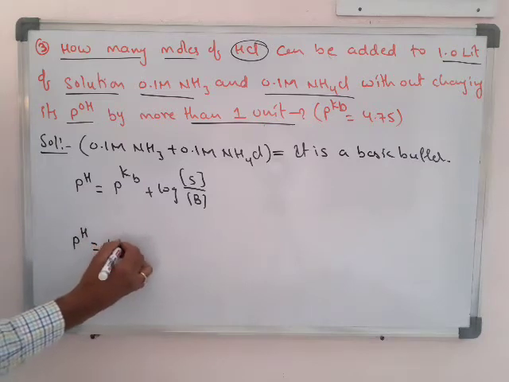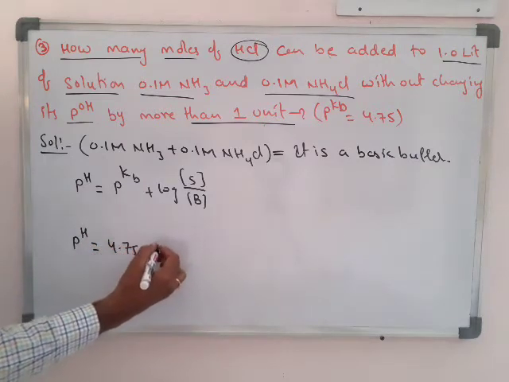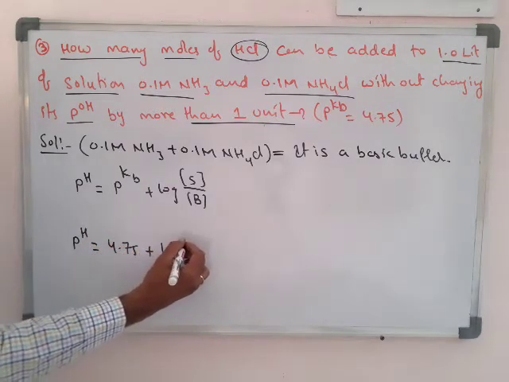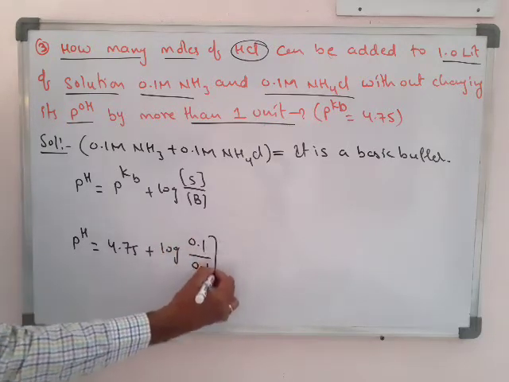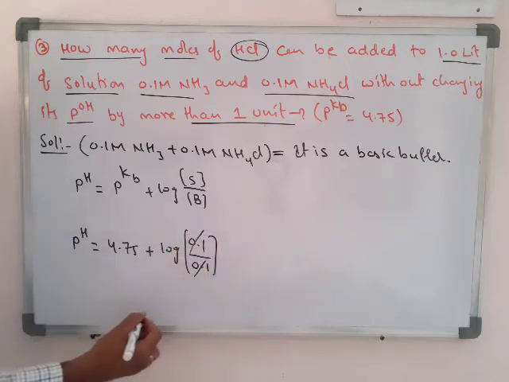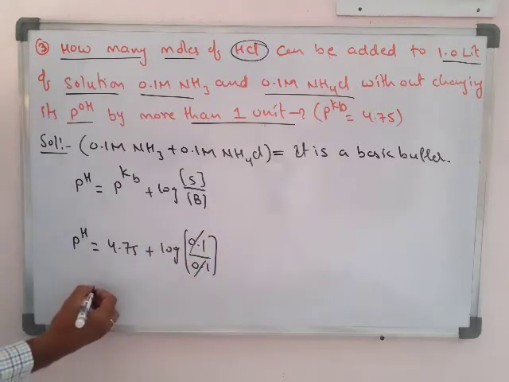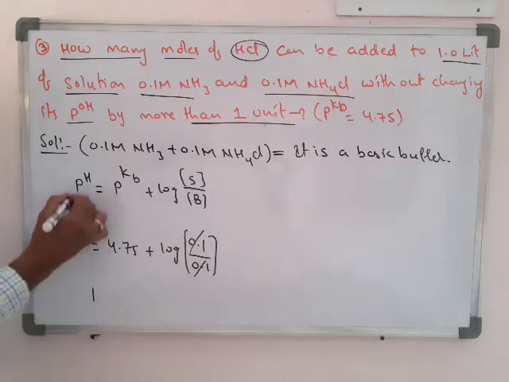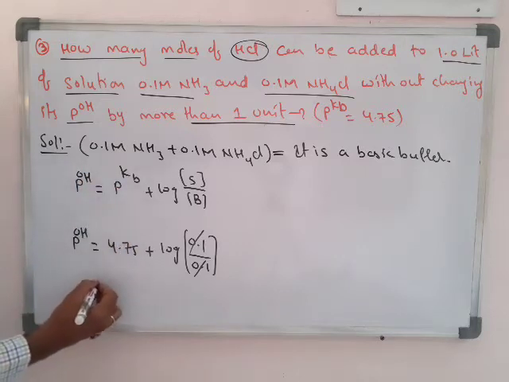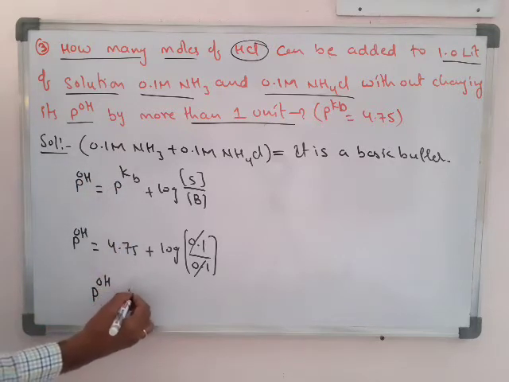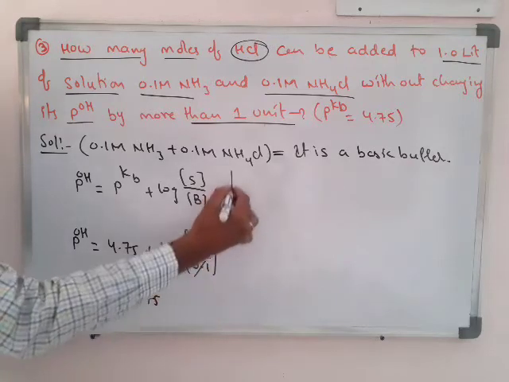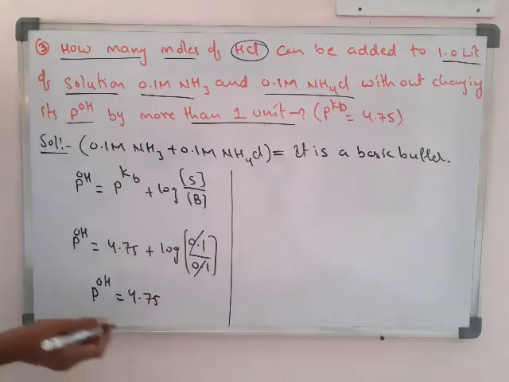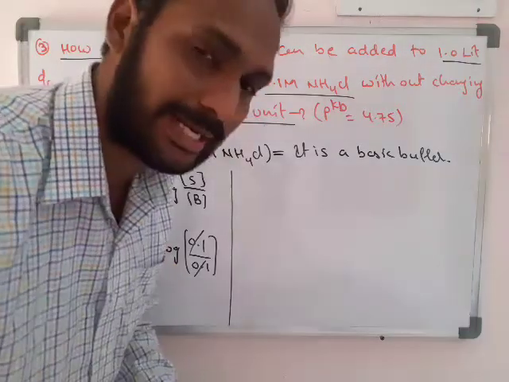pKb given is 4.75 plus log. What is the salt concentration? Exactly 0.1. Base concentration 0.1. So it becomes log 1, which is 0. Since it is a basic buffer, we are finding pOH. Therefore, pOH is equal to 4.75. That's it. So as pOH is equal to 4.75, here we have to write a perfect statement.